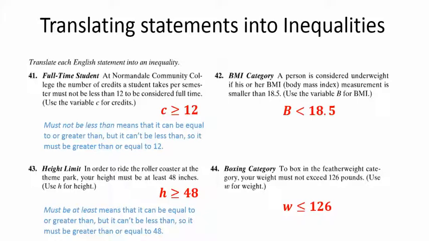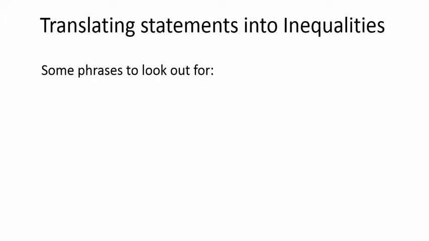So when we're translating these English statements into inequalities, some of them are easy to do. If the statement says the BMI must be less than 18.5, that's easy to translate. We just say capital B is less than 18.5. But with some of these other phrases, as in must not be less than, or must be at least, or must not exceed, these take a little bit of thinking and we have to be careful with them. So on the next slide, I have some important phrases to look out for and the symbols that we will use to translate them into inequalities.